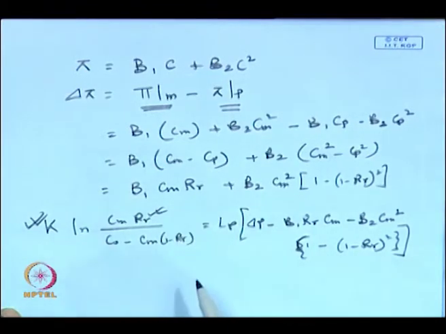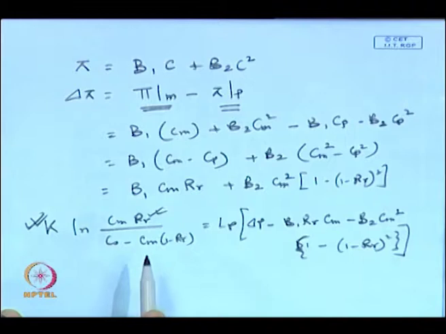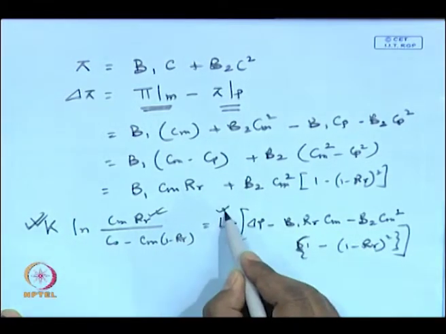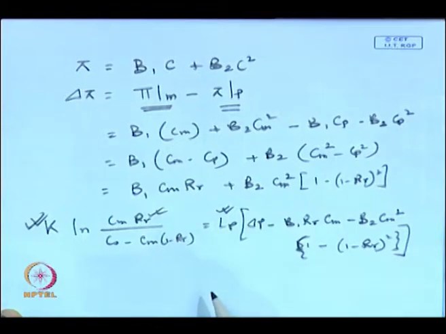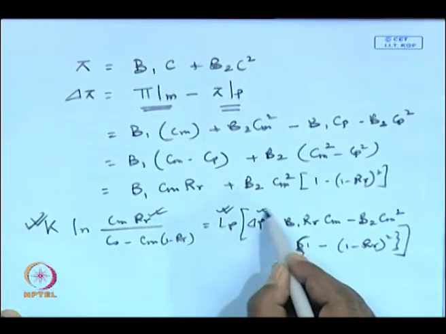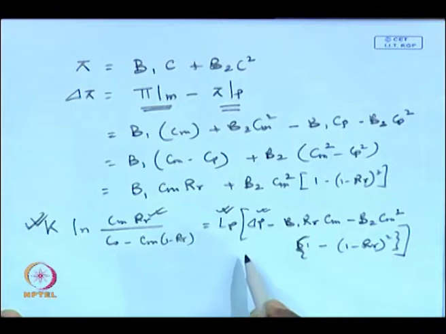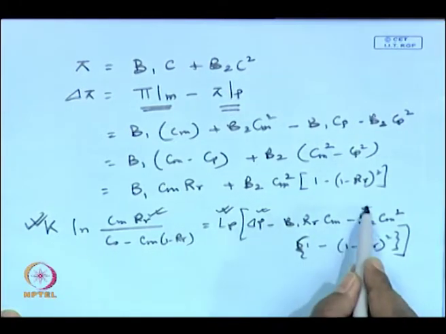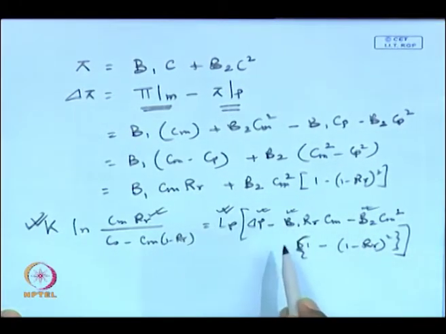Real retention we have already estimated, that is the value of 0.92. So, left hand side is completely known except the value of Cm. On the right hand side we have already estimated the value of Lp, that is the membrane permeability. We know what is the operating pressure, transmembrane pressure drop delta P. B1 and B2 are the coefficients of osmotic pressure, those are given to you, and value of real retention are known.